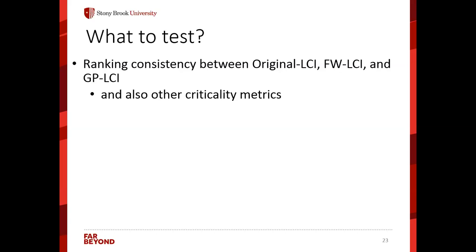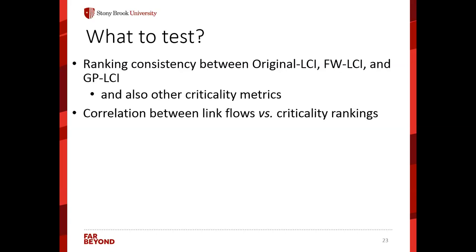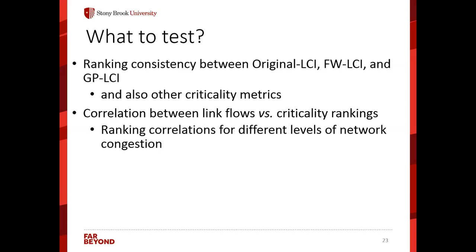And also compare them with the other criticality metrics. How do they compare with the others for different networks? And looking at, again, link flows versus criticality rankings. Basically, we're trying to shoot ourselves in the foot, because if we see a consistently high correlation between link flows and criticality rankings, maybe it means that we don't really need to do this line of research, because, hey, let's look at the flows and just rank them, and this is our criticality ranking.